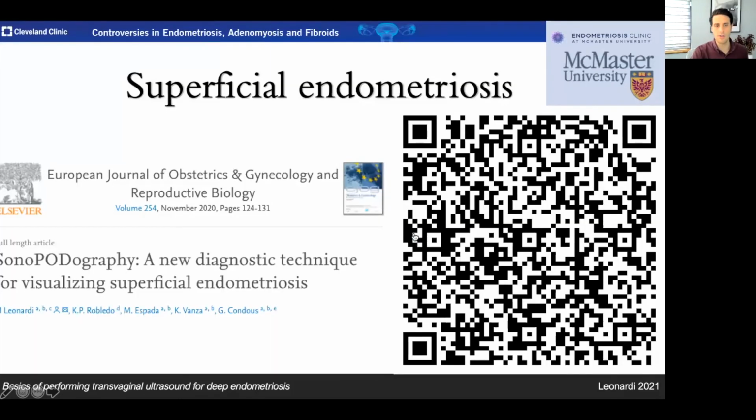This is the article that we have recently published demonstrating that there is diagnostic accuracy that is very optimistic in superficial endometriosis. I encourage you to have a look at this article and understand the various depictions of superficial endometriosis on ultrasound and understanding the technique implemented.